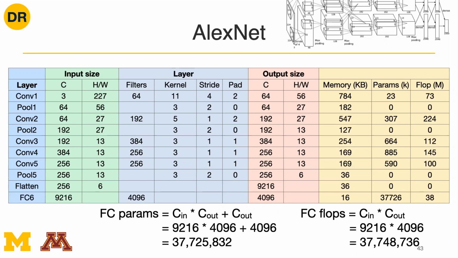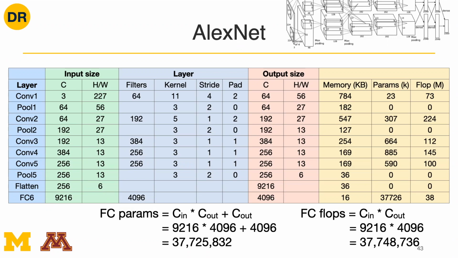And after the flattening operation, there is a fully connected layer. We know that a fully connected layer is basically WX plus B, the weight matrix multiplied by the input plus the bias. So here's the number of parameters for that. And the flops is basically the number of operations, or the number of inner products, that you do in your fully connected layer.